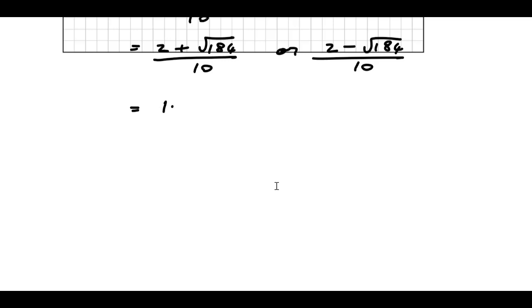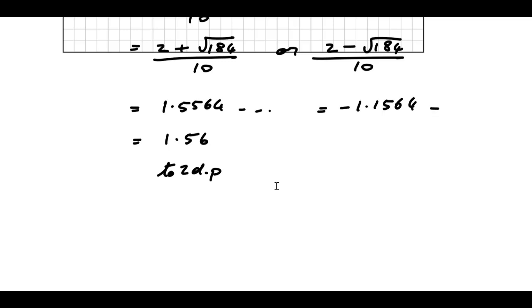It's 1.5564 and so on, so that's 1.56 to 2 decimal places. On this side we've got 2 minus the square root of 184. That equals that there. Divide that by 10 and that gives us minus 1.1564. So it's minus 1.16 to 2 decimal places. Okay, let's move on then to the next question.